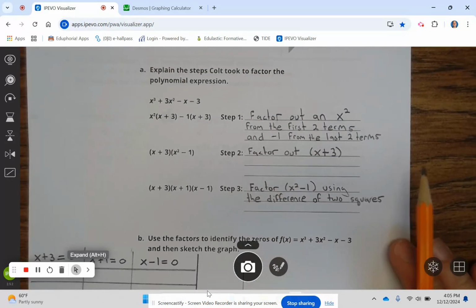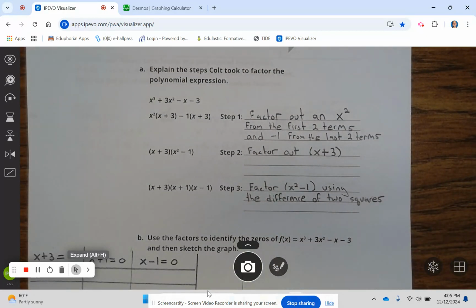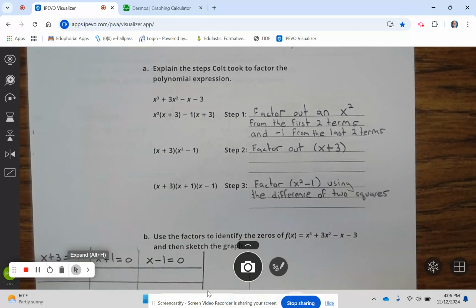All right, let's go ahead and explain the steps. x cubed plus 3x squared minus x minus 3. Step 1, factor out an x squared from the first two terms and negative 1 from the last two terms. Step 2, factor out x plus 3. Step 3, factor x squared minus 1 using the difference of two squares. All right, let's take a look at the next step.